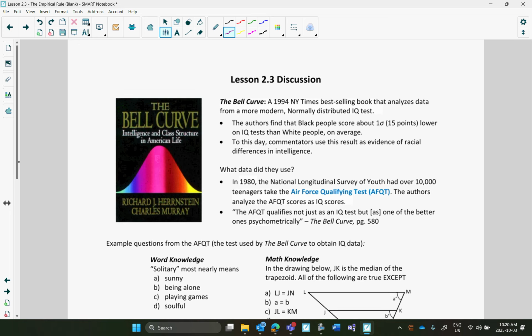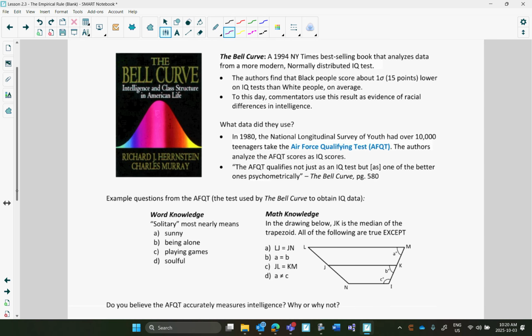So these guys in 1994 came out with a book and made the conclusion that Black people score about 15 points lower on IQ tests than white people. That's a pretty bold statement. And some people, unfortunately, still believe this. But it's really been debunked.